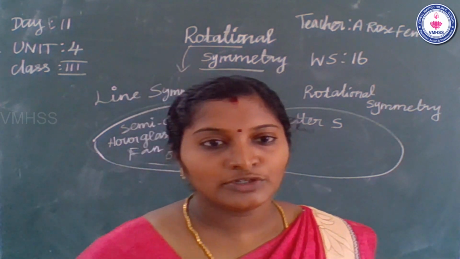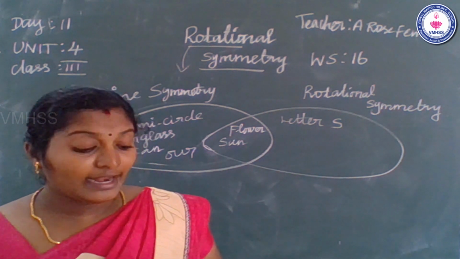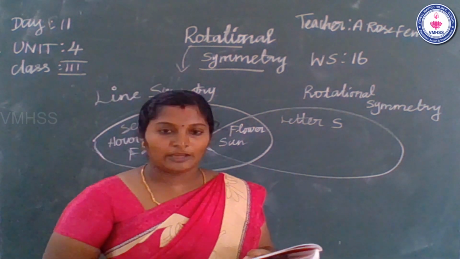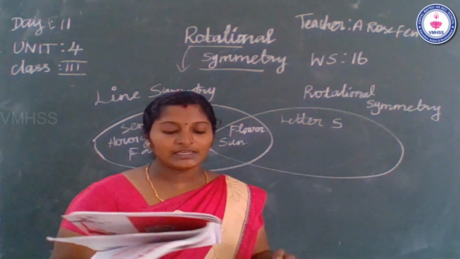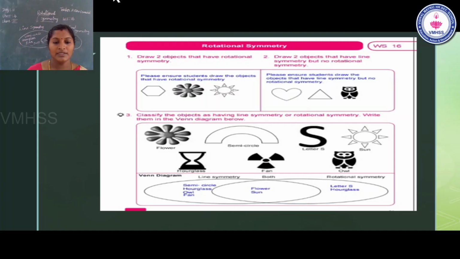Dear children, do you understand? Classify the object as having line symmetry or rotational symmetry. Now we identify. Look at this slide. Line symmetry: semicircle, hourglass, owl and fan. Rotational symmetry: letter S. Both line symmetry and rotational symmetry: flower and sun. Do you understand?